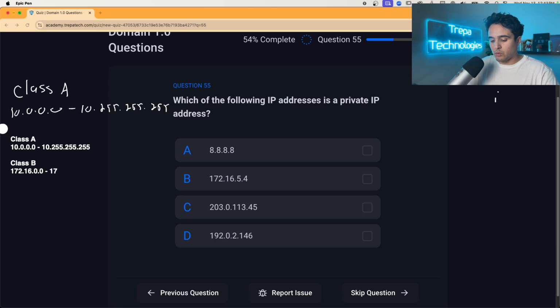Then we have the Class B RFC 1918 range, and that's going to be 172.16.0.0 through 172.31.255.255. And then we have Class C, which is going to be 192.168.0.0 through 192.168.255.255.